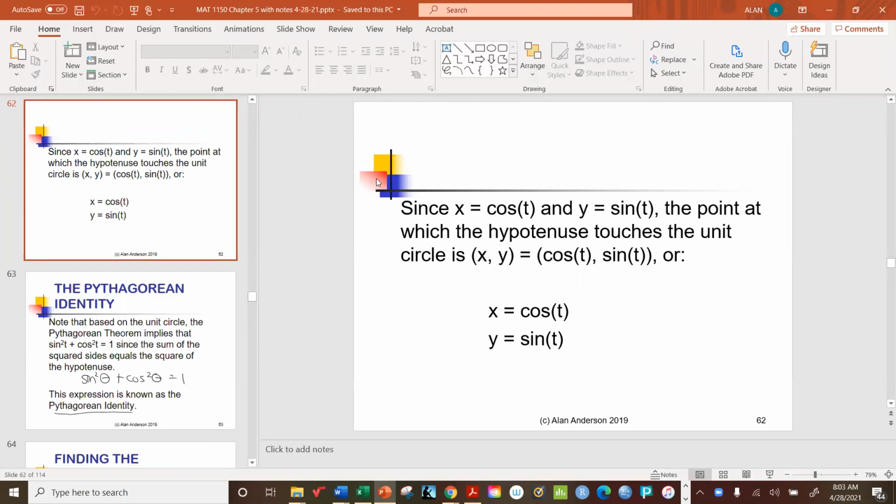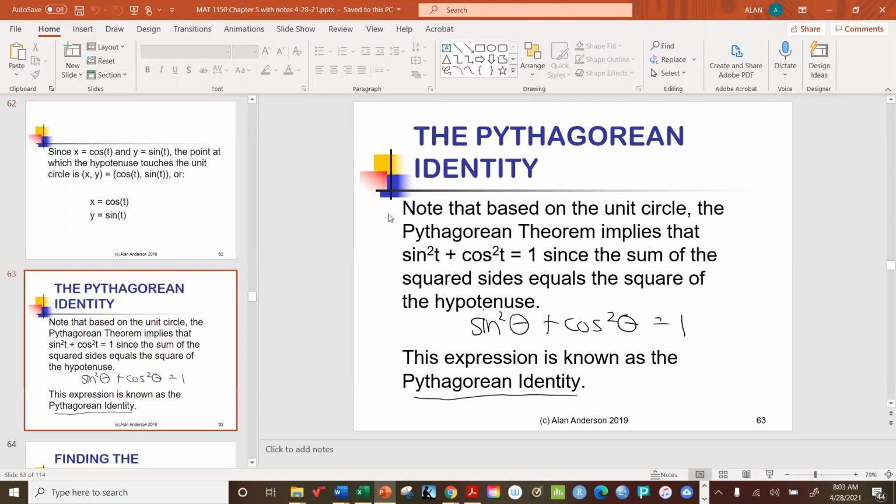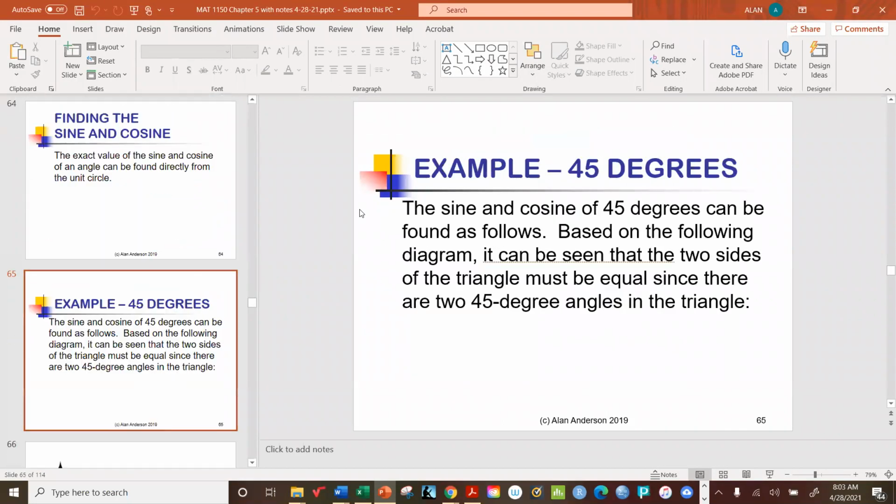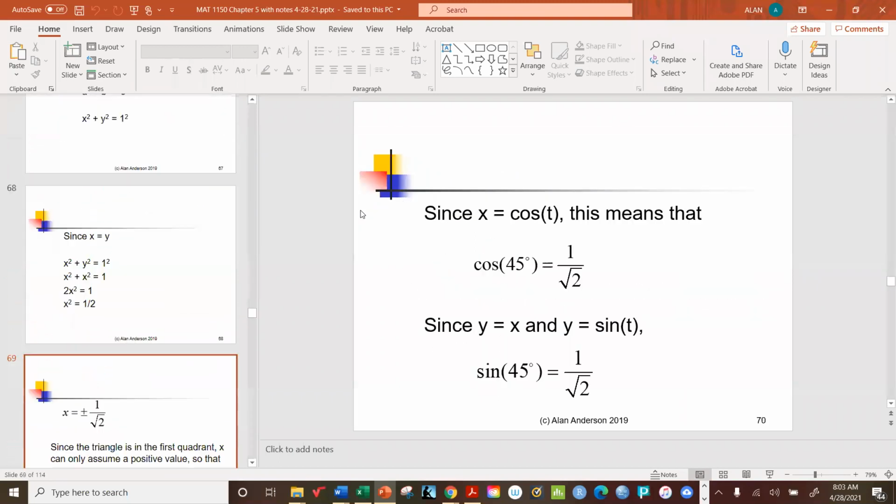I've actually got a couple of videos about this. One of them is about the unit circle, and one of them is just kind of fun applications of trigonometry. I think you'll find that interesting.